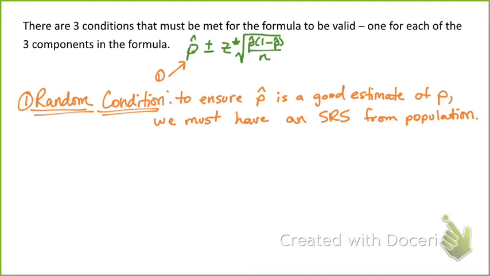What's an SRS? Simple random sample. Basically, guys, we got to make sure we take a random sample. We don't want no silly bias sample. That ain't going to work for us. Okay? That's our first condition.